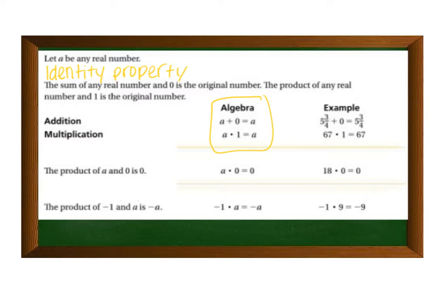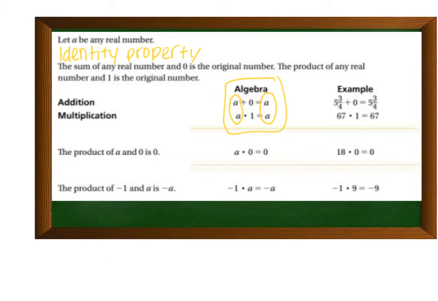Okay, the identity property, how I remember this one? If you start off with a, you add 0 or you multiply by 1, you are going to end up with a. It keeps its same identity. Moving on, so the product of a and 0 is 0.